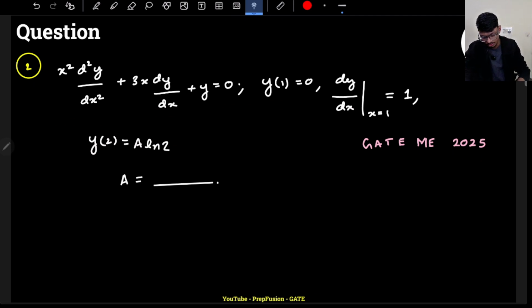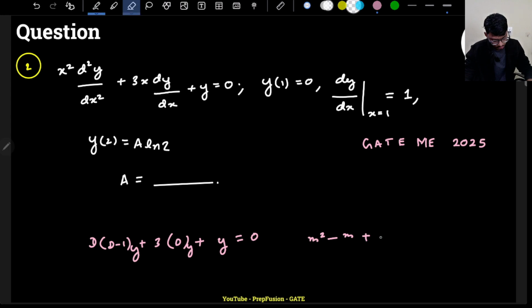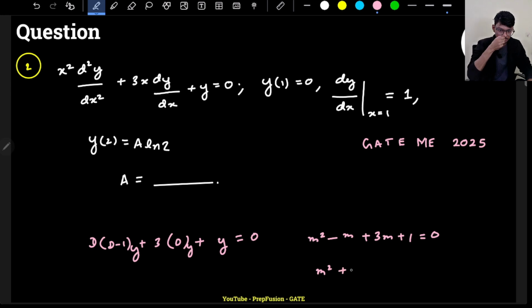So simply what you have to do is replace x squared d squared y by dx squared with D into (D minus 1), plus 3 into D, plus y. Of course y is there, don't forget y is there, equal to 0. Now I will get the auxiliary equation. What will be the auxiliary equation? m squared minus m plus 3m plus 1 equals 0. So m squared plus 2m plus 1 equals 0. So m equals minus 1, minus 1.